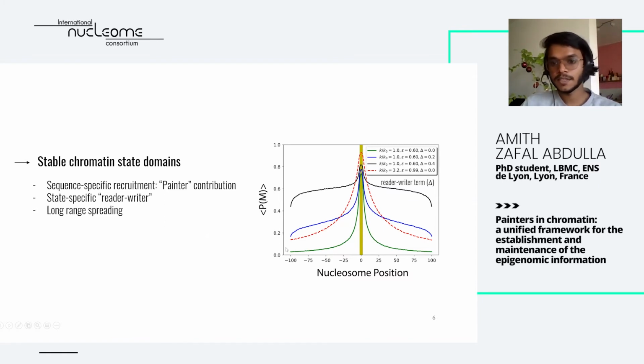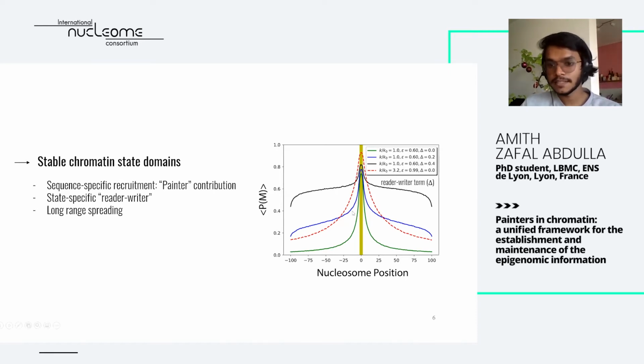Case one would be the green curve, where we don't have any reader-writer term. So there's only sequence-specific recruitment here. We see clustering of blue or modified state around the recruitment site. Here the recruitment region is marked in yellow. And when I switch on the reader-writer term, I increase delta. Delta can be thought of as some binding affinity of the enzyme to the blue state, or nucleosomes with modifications, or nucleosomes in modified state.